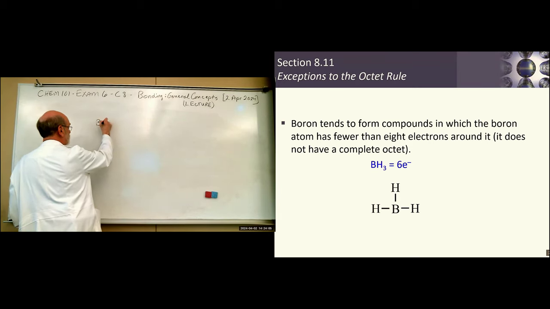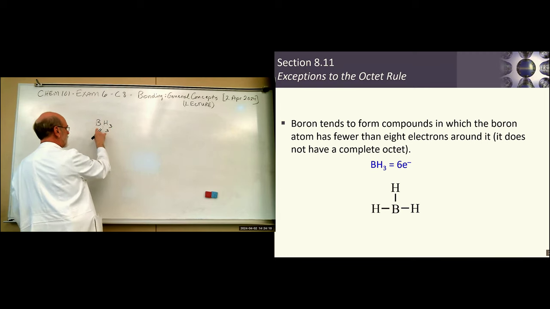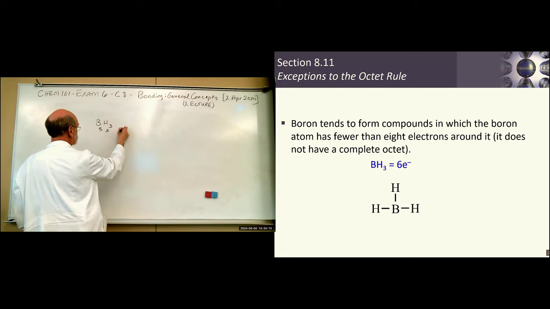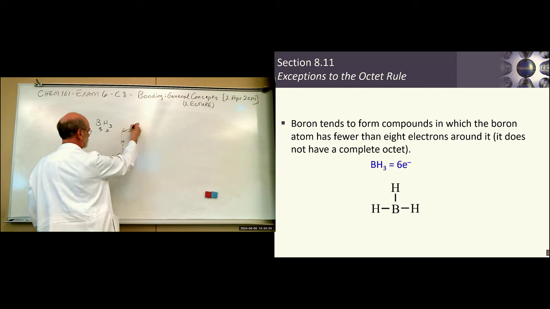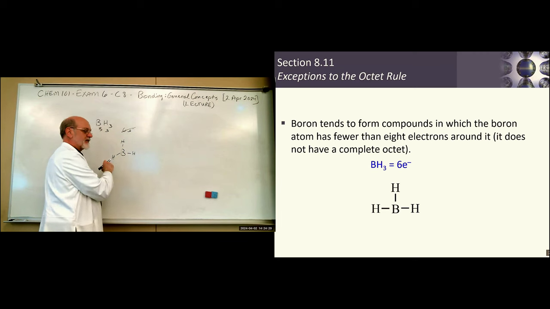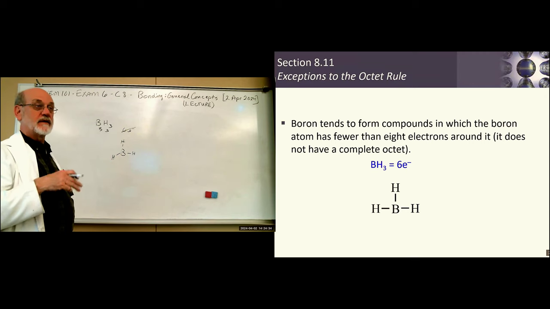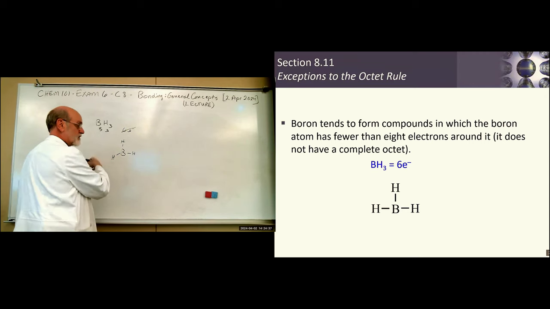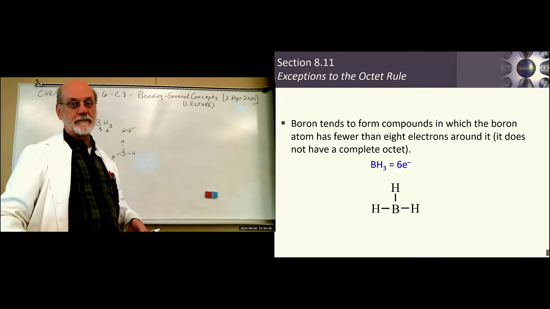So this boron trihydride does exist. We have 3 electrons here, and boron is 3 electrons, so we have 6 electrons. And boron in the middle, and we have 3 hydrogens, and like that, 2, 4, 6. Used them all up. We got duets for hydrogens, but we only have 6 electrons for boron. That means boron is deficient. It does not have an octet. But it exists. So that's the best we can do. That's boron trihydride.